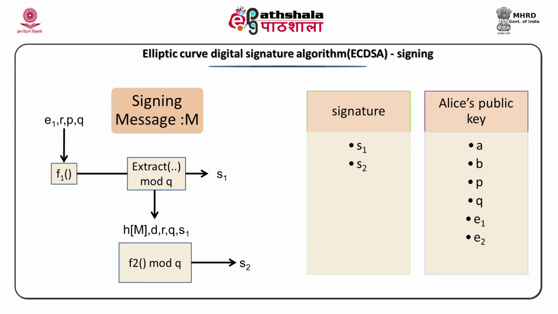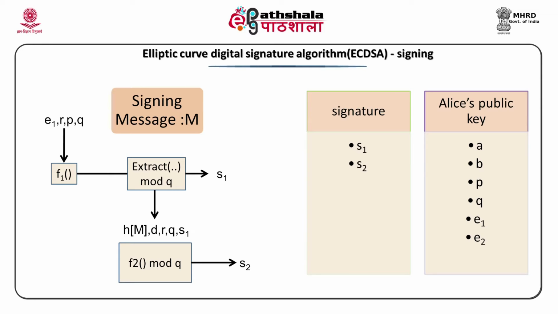First input is E1, R, P and Q. R is a random secret; E1, P and Q are from Alice's basket, which are considered to be Alice's public key. They are applied to the function and we extract S1 from it. Then H of M, that is hash of M, D, R, Q and S1. S1 is being generated from the previous step.